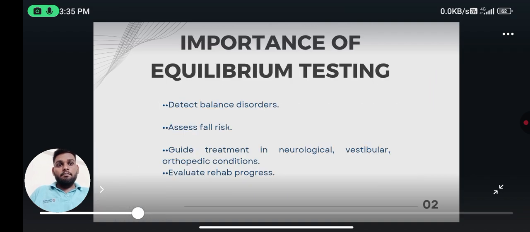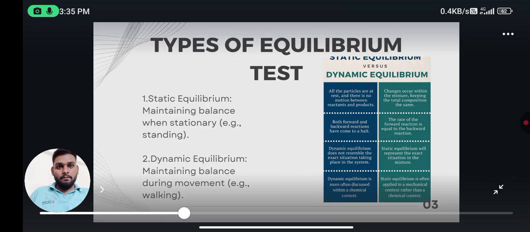The importance of the equilibrium testing: the first is to detect balance disorder. If there is any balance disorder in the patient, we can test it by checking the equilibrium test. Then assess the fall risk, guide the treatment in neurological, vestibular, and orthopedic conditions, and evaluate the rehab programs.